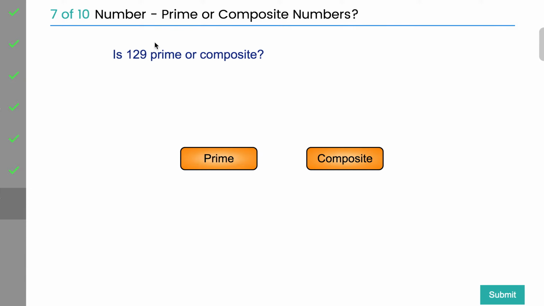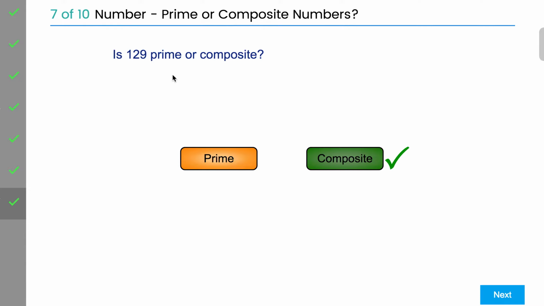129, let's start to think to yourself, is there a times table that one's in? Well, it's not going to be obvious to you straight away that that one is in a times table. I happen to know a little trick about if you add these numbers up. So 1 plus 2 plus 9 is 12. If you add the numbers up and they are in the 3 times table, so 1, 2 and 9 is 12, and 12 is in the 3 times table, then that number is also in the 3 times table. So that one is composite because I know that it's in the 3 times table.